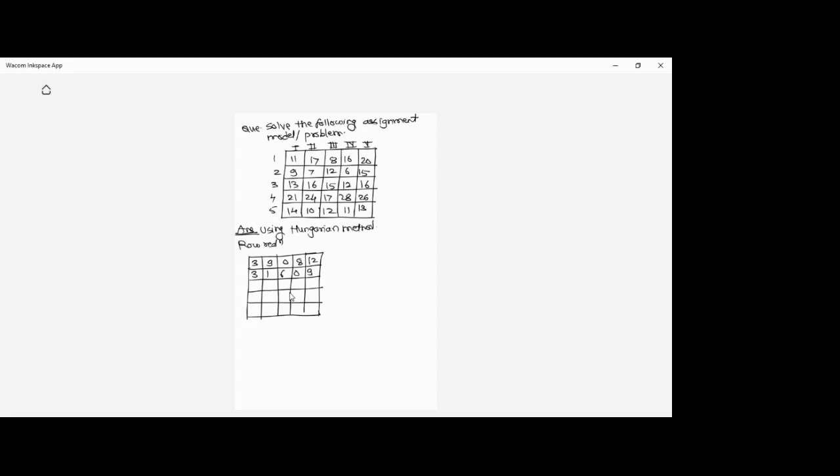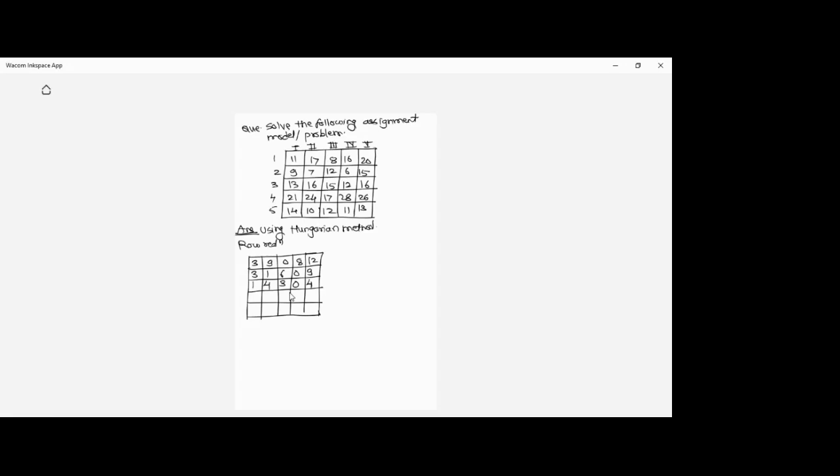Right. In the next row, we have a minimum value of 12. So 13 minus 12 is 1. 16 minus 12 is 4. 15 minus 12 is 3. 12 minus 12 is 0. 16 minus 12 is again 4.